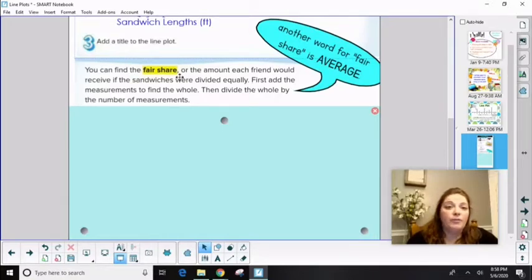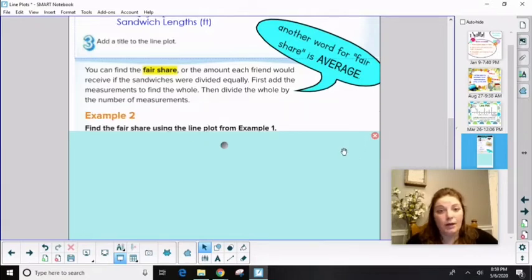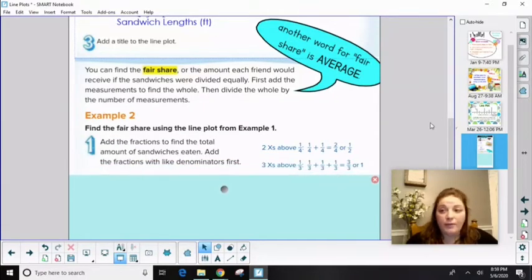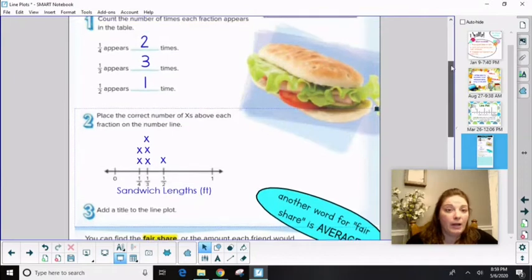So how do we find the fair share or the average? First, we add the measurements to find the whole. Then we divide that whole by the number of measurements. Okay, you're going to do this more in 6th grade when you work with data. When you find the average, or another word for it is the mean, you add your data and divide by how many you added together. So let's do that. Find the fair share from our line plot.